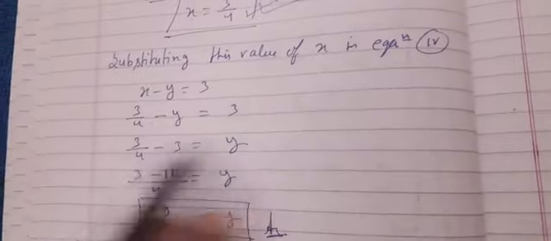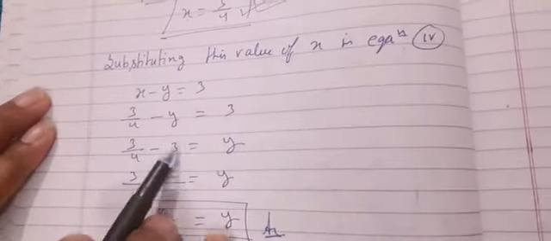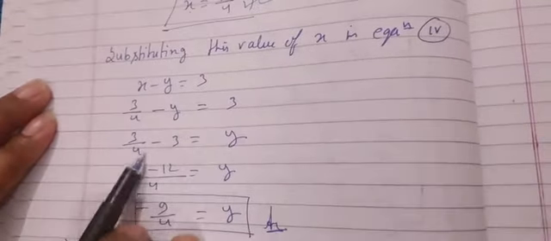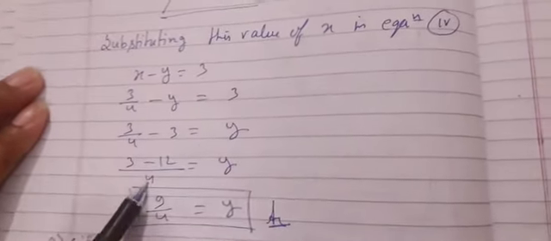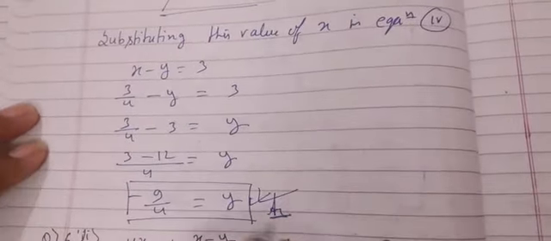So in place of x I have used 3 by 4, minus y is equal to 3. Now shifted 3 here and y to that side. So 3 by 4 minus 3 is equal to y. I have taken LCM 4, 3 minus 12. So it is minus 9 by 4. So this is the second answer.